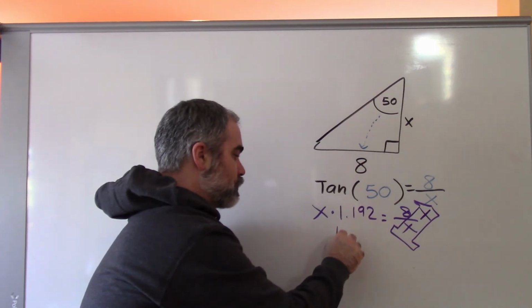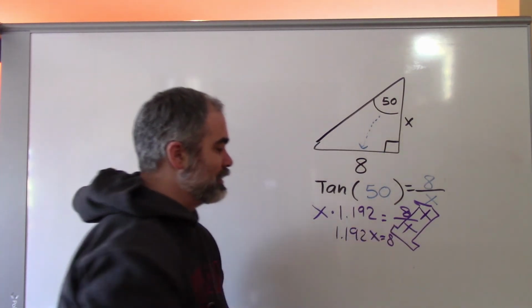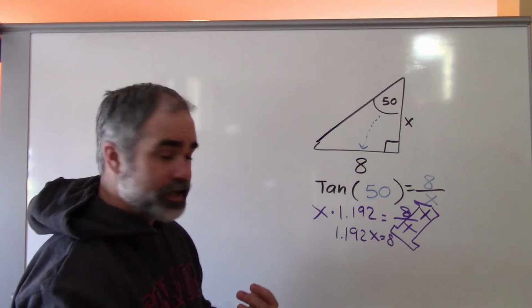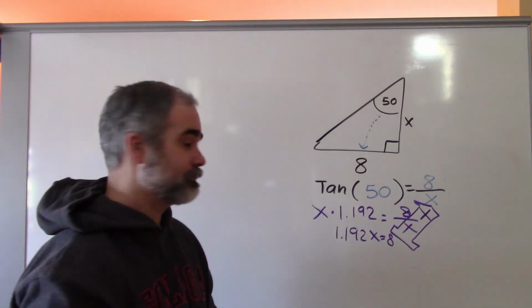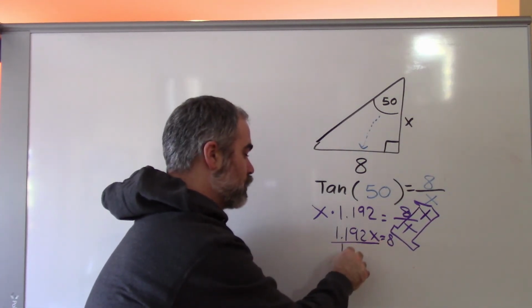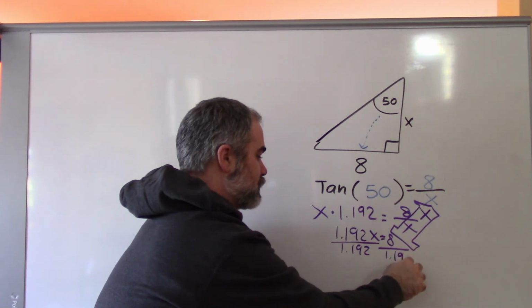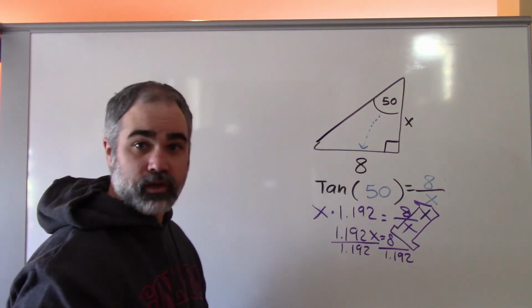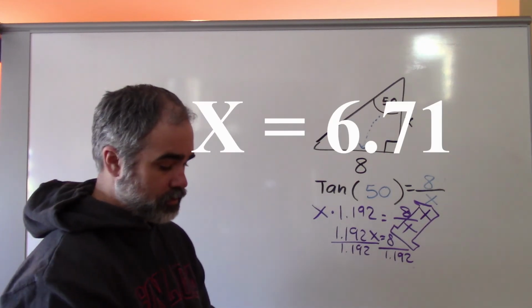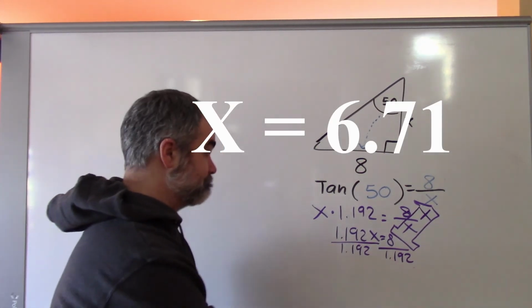So that leaves me with 1.192x equals 8. And now I can divide both sides by that number. Something times x, I just have to divide by 1.192 on both sides. And that you can type into your calculator and get an answer. And I'll go ahead and show that on the screen right now. Okay, so your side length is going to be about 6.71.